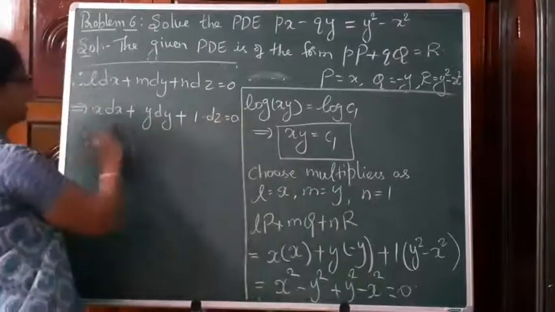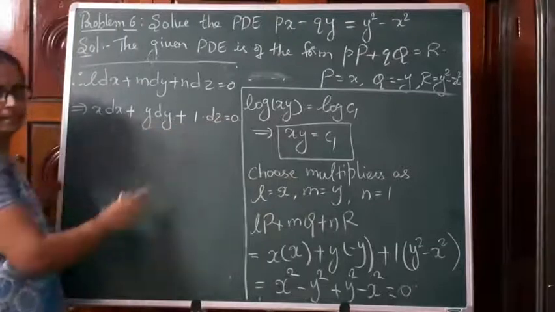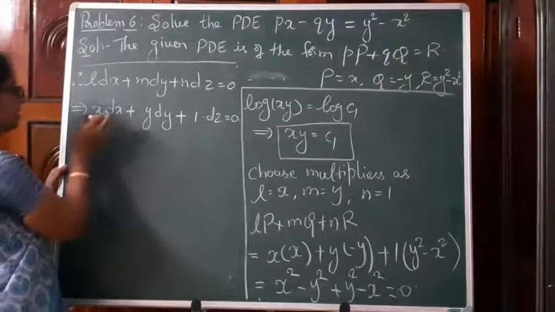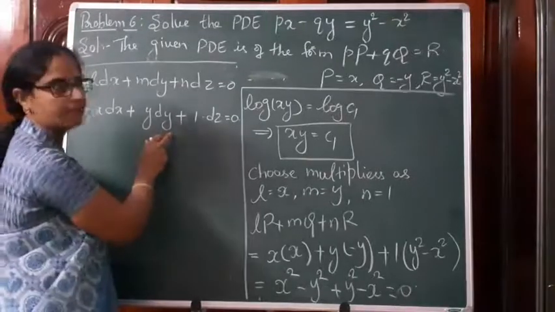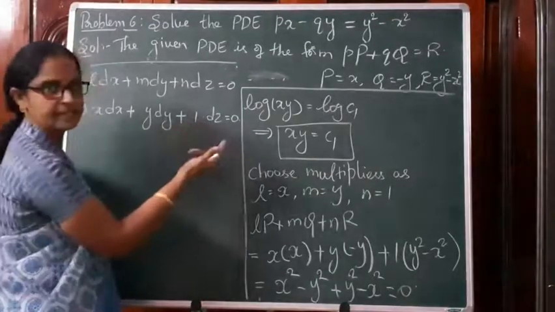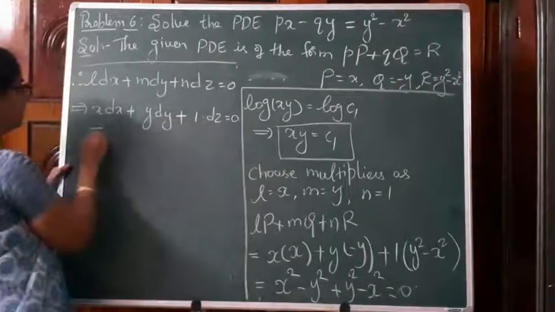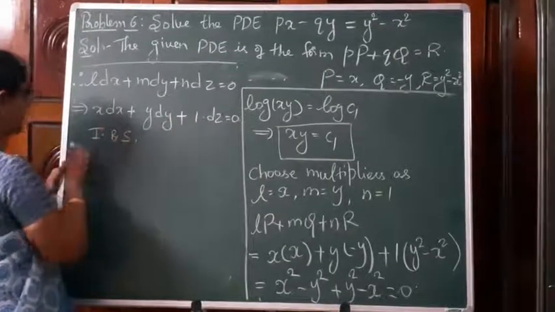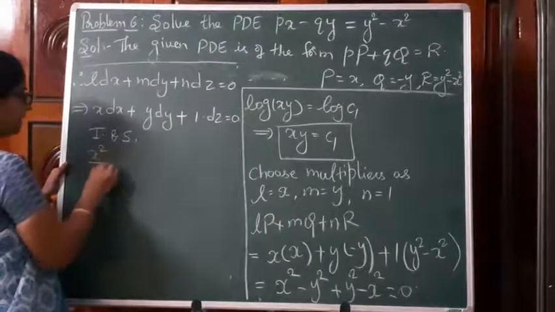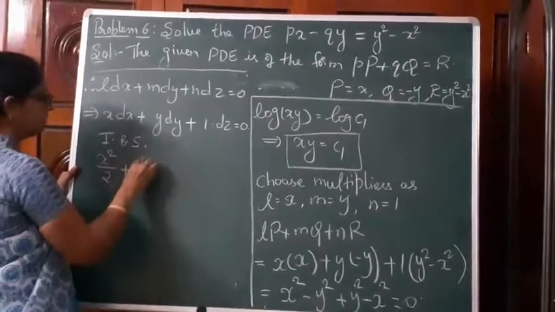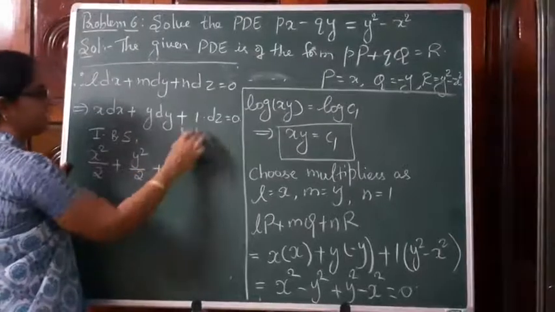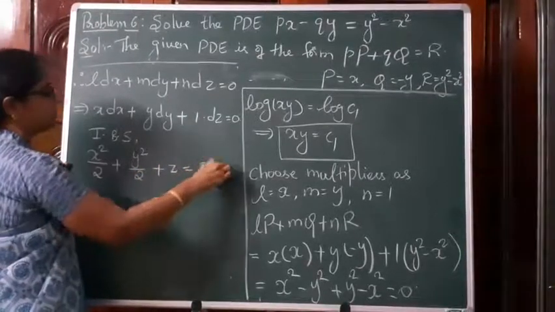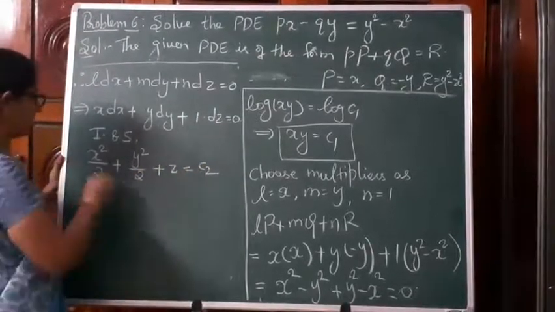Now see whether you can directly integrate this or you can combine the terms. Here we can directly integrate, because the integral of x dx is x square by 2, the integral of y dy is y square by 2, and the integral of 1 dz is z. Integrating both sides, we get x square by 2 plus y square by 2 plus z is equal to c2. This is the second solution.